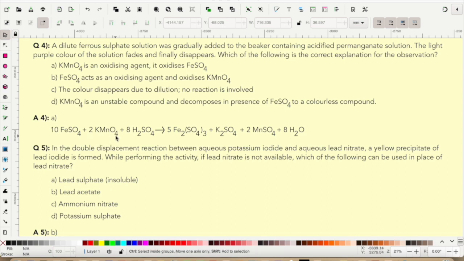Potassium permanganate KMnO4 reacts with ferrous sulfate FeSO4 to make ferric sulfate Fe2(SO4)3. The number of oxygen atoms in ferrous sulfate is 10 into 4, that is 40. The number of oxygen atoms in ferric sulfate is 4 into 3, that is 12, into 5, that is 60. So ferrous sulfate is gaining 20 atoms of oxygen to make ferric sulfate. So it is getting oxidized, and the oxidizing agent is KMnO4, potassium permanganate. So option A, which says KMnO4 is an oxidizing agent and it oxidizes FeSO4, is correct.